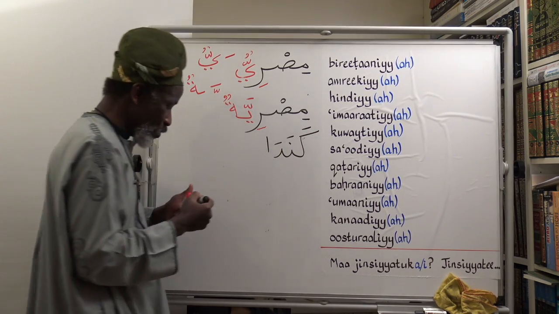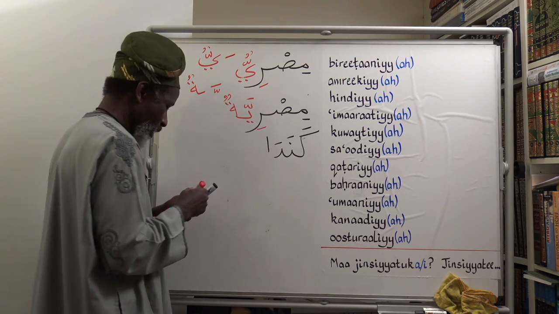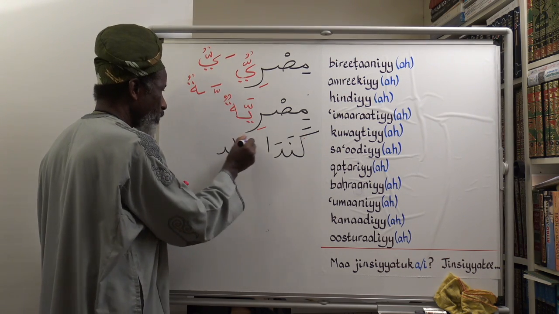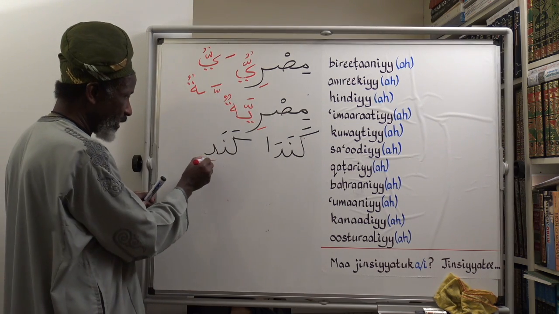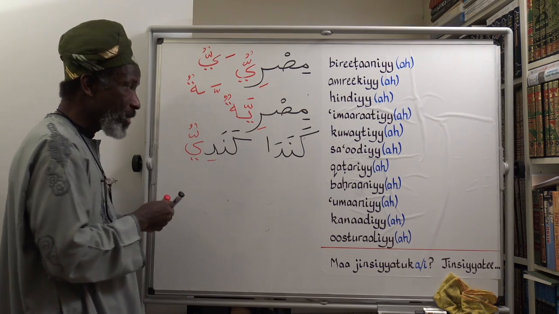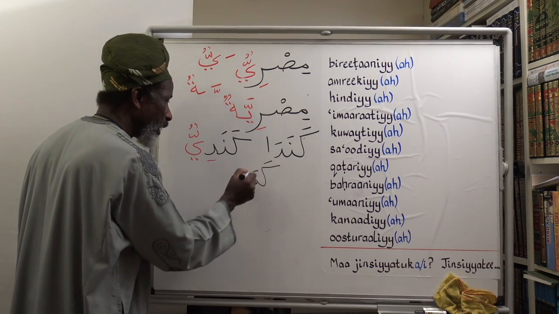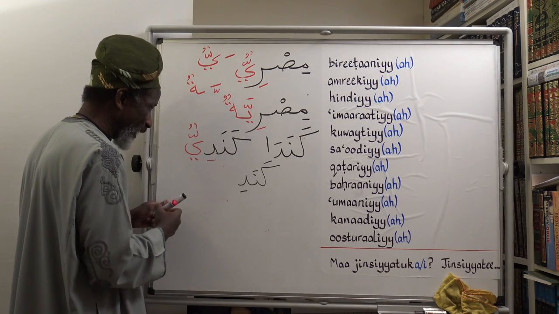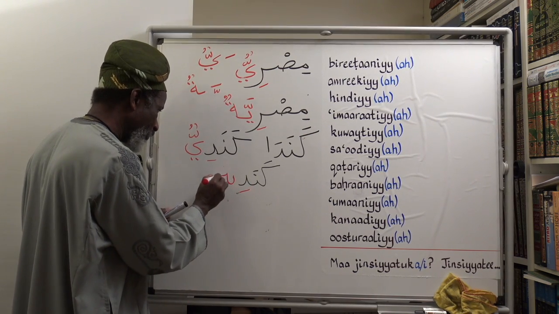So if I say Canada, how do you convert it? The Canadian for male, you will say Kana. Remember, you need your kasra, di, and then yun, Canadiyun. For female, what do you say? You say Kana, di. You still have your kasra there, Kanadi, and then we have yatun.